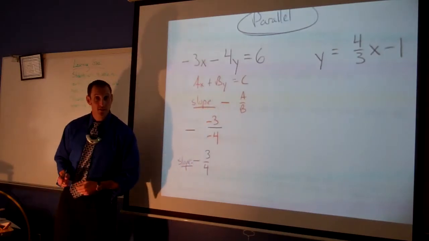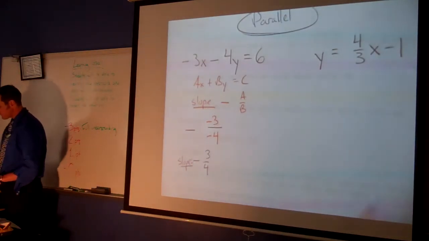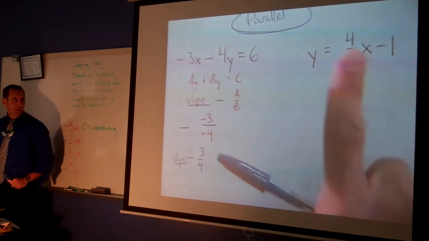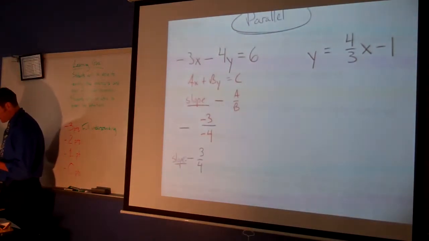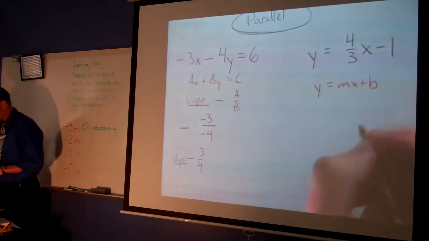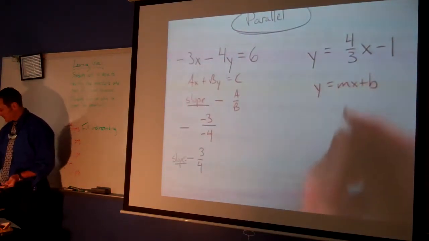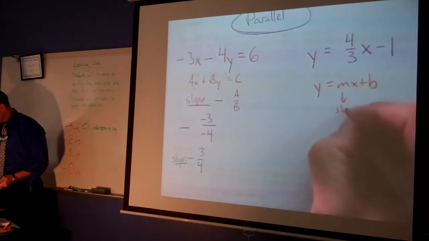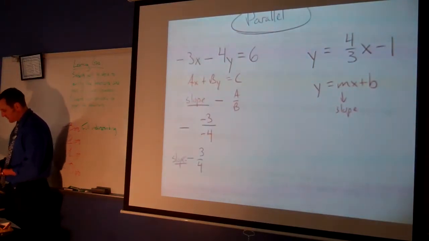Now we have to find the slope of the second line. We look at the second equation, and we can see very easily this is in slope-intercept form. So to identify the slope, it's the coefficient of x. In this case, the slope is 4/3.